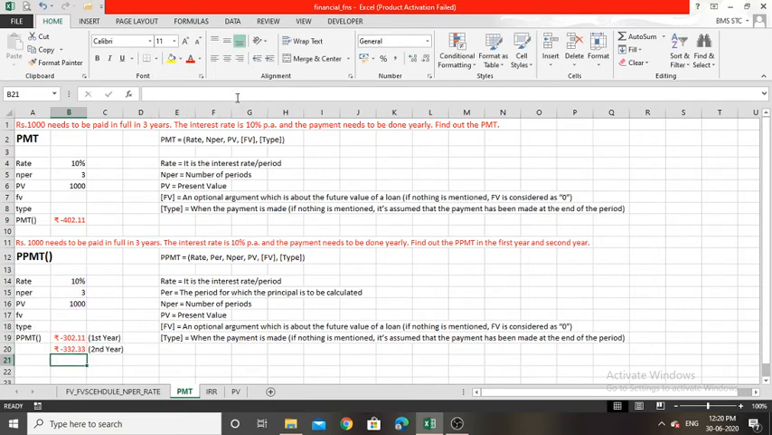If the number of NPR was 4, you have to find out the amount for the third year also. Okay, so if we want to generalize what will be the amount that we have to pay year by year, we can use PMT. Otherwise, if you want to find out the amount that you have to pay year by year, then you have to use PPMT instead of PMT. Okay.